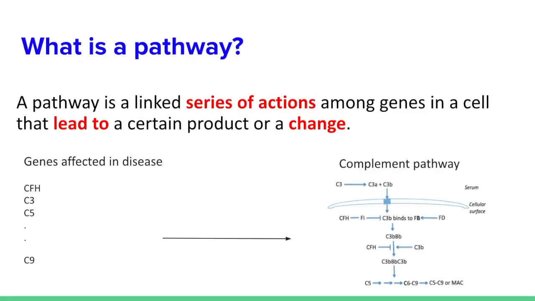A pathway is linked interactions among genes that lead to a change, and a genomic pathway is a functional pathway that describes how genes work together to activate or repress genes in a cell. Once we identify the important genes through our model, we can now look at the complement pathway to see if any genes are disrupted by affected genes.